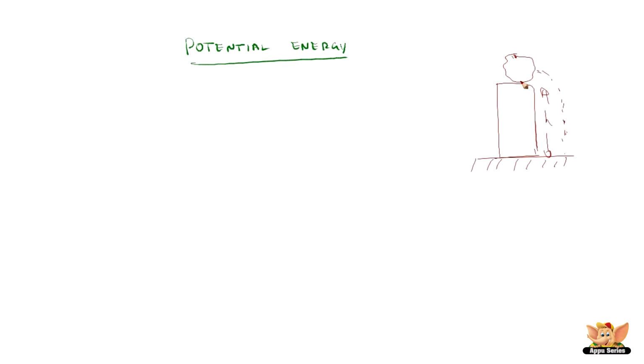For example, let's say a stone of 1 kg weight is lifted up against the pull of gravity to a height of 1 meter. Now what is the work done in raising the stone? The work done is 1 kg meter. So this is the work done on the stone in raising it up.